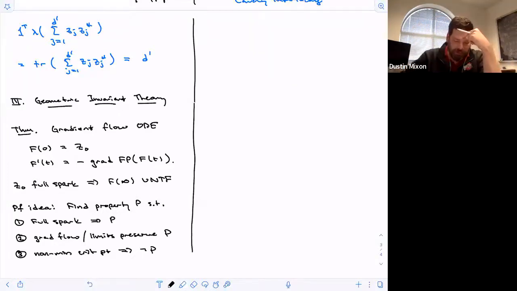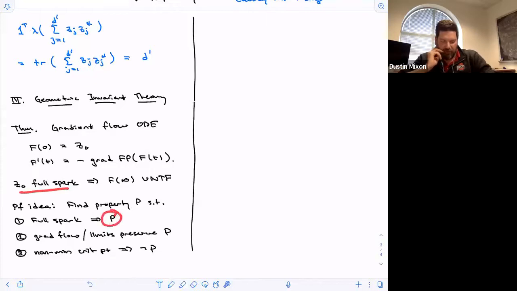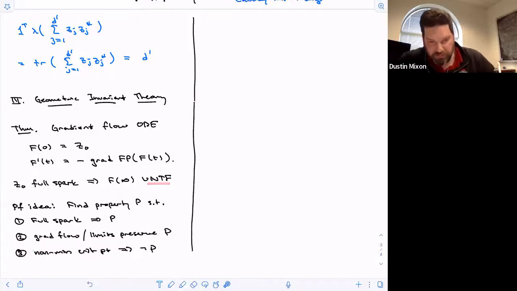Okay, so the idea is if you start off full spark, you have property P, and then you do gradient flow, you keep having property P, you take the limit as time goes to infinity, you still have property P, and you know you're at a critical point because that's what gradient flow sends everybody to, but you know that that critical point can't be a non-minimizing critical point because that would imply not P. So you must be at a minimizing critical point, which is a unit norm tight frame.